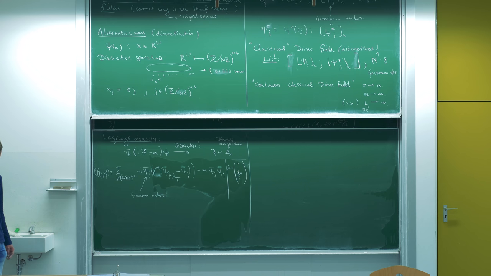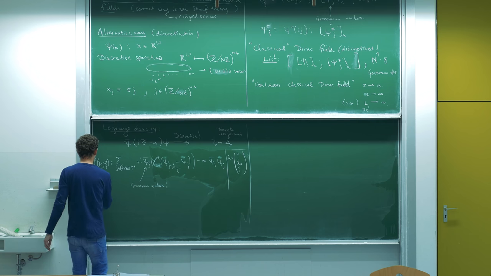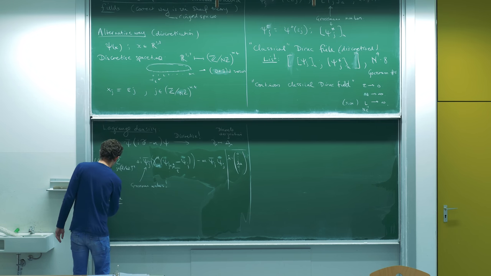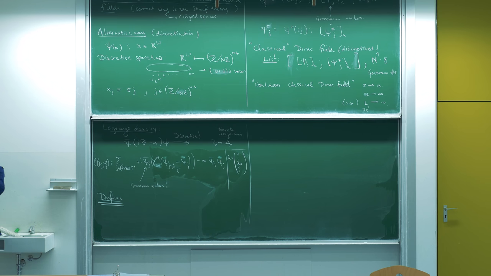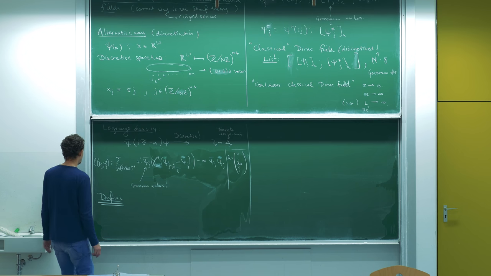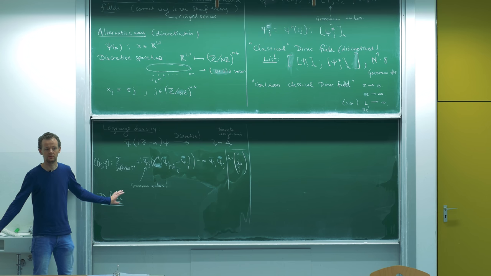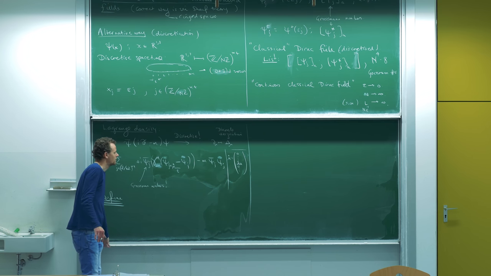Is that correct? It's one way to build a discrete action. And now we have all the data we need to define something that looks like a path integral quantization recipe. So it's a definition. I'm not going to prove this. I'm going to define this, and then after the fact, confirm that it does everything that we want a path integral quantization to do.